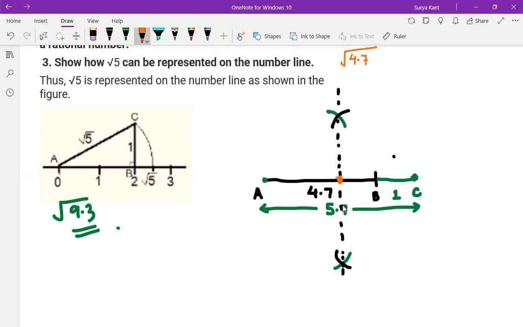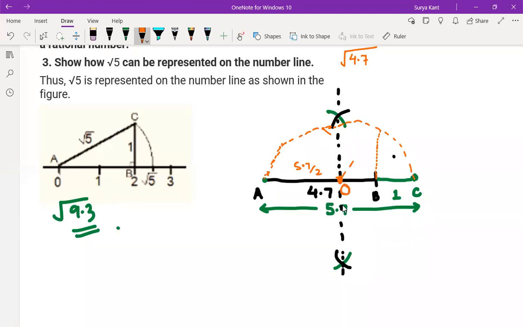Then what you do? You just draw one circle. But what is the radius of the circle? This is the midpoint, no? So this is the radius. Half of 5.7 is the radius of the circle, right? This line is nothing but 5.7 divided by 2. So you take one half circle and you draw a perpendicular from B. Is this clear, children, or not? Yes, sir.